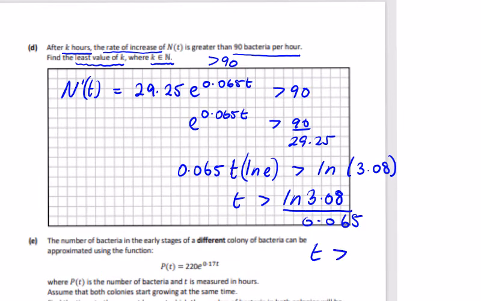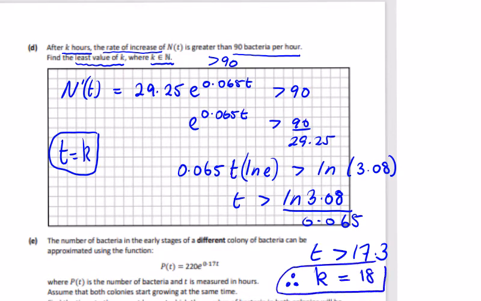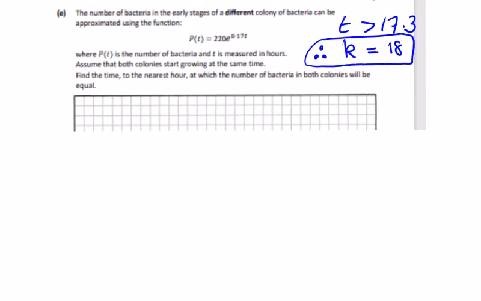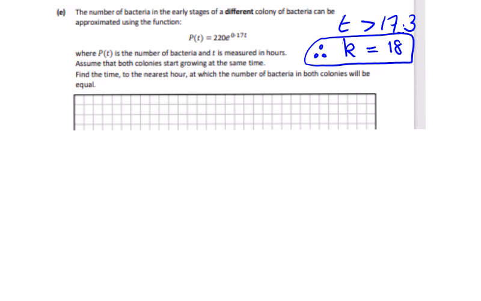So t is greater than, that's going to give me 17.306, 17.3, and we've just used t in this question. T is equal to k. They're looking for k here, and k is a natural number, so k therefore is equal to 18. And to the last part of this question, the last part of the 2020 exam. Hopefully you had the patience to stick with it.